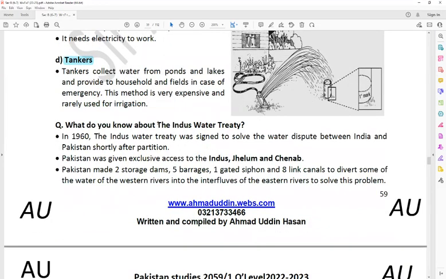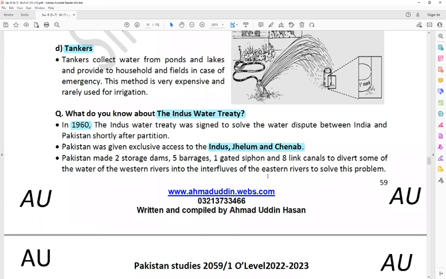And then look here at the Indus Water Treaty. What is this? A treaty through which the division of river water between Pakistan and India was held in 1960, at the time of Ayub Khan's rule. The three western rivers' water is for Pakistan, that is Indus, Jhelum, Chenab. Ravi, Beas, and Satluj are for India. Then Pakistan made two storage dams, Tarbela and Mangla, five barrages, and one siphon at Rangpur, to provide water to those areas which were irrigated previously by rivers Jhelum, Satluj, and Beas.